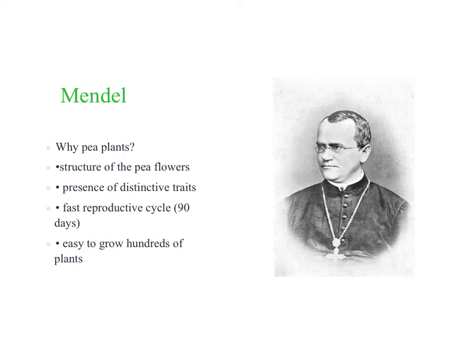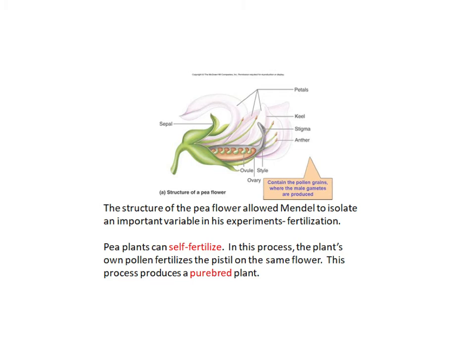Pea plants were a good plant to study because of the structure of the pea flowers. There's a presence of very distinctive traits, a fast reproductive cycle, and it was easy to grow hundreds of plants. The structure of the pea flower allowed Mendel to isolate an important variable in his experiments, which is fertilization. Pea plants can self-fertilize. In this process, the plant's own pollen fertilizes the pistil on the same flower. That produces a purebred plant.